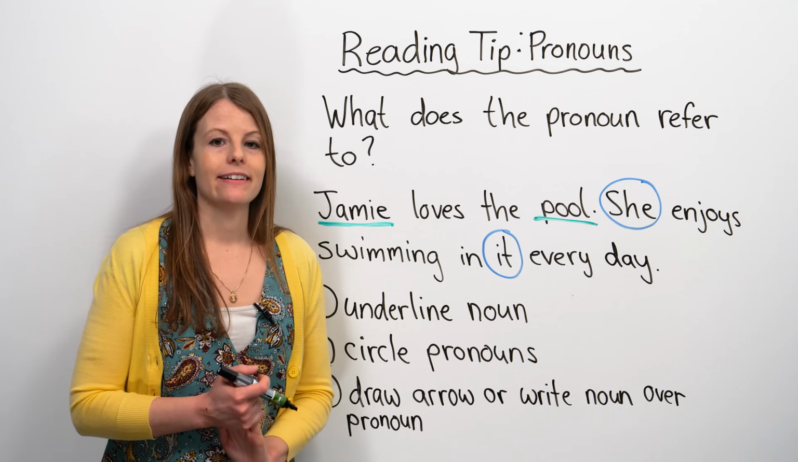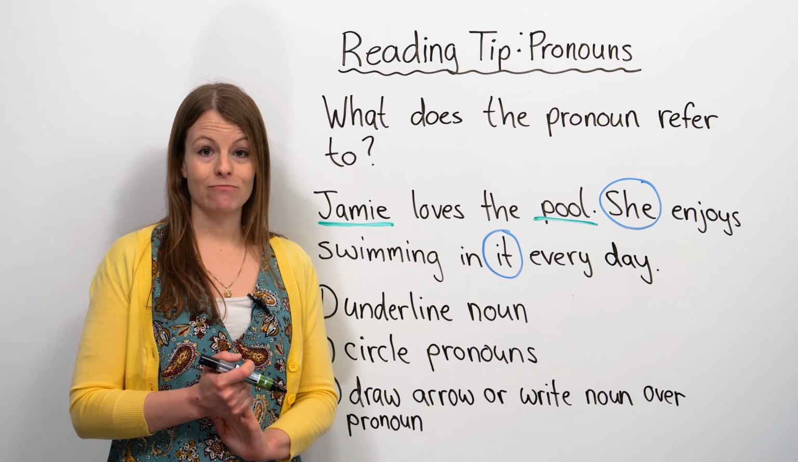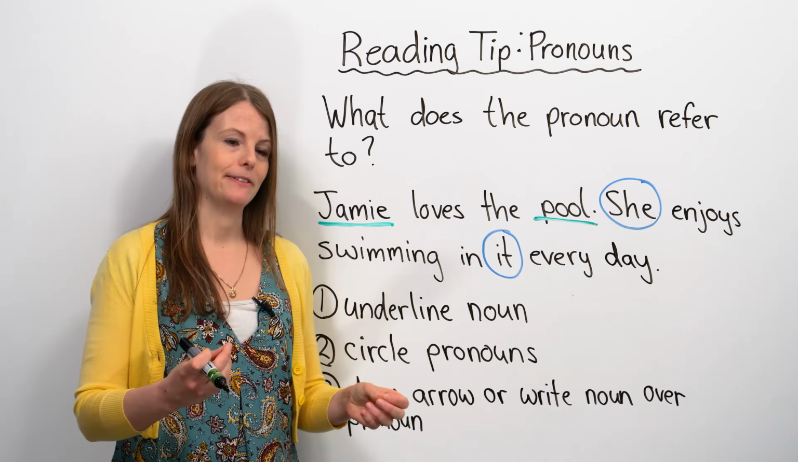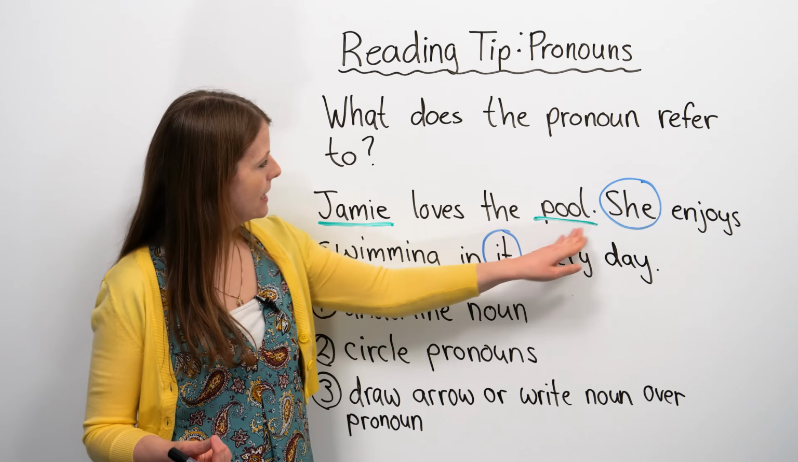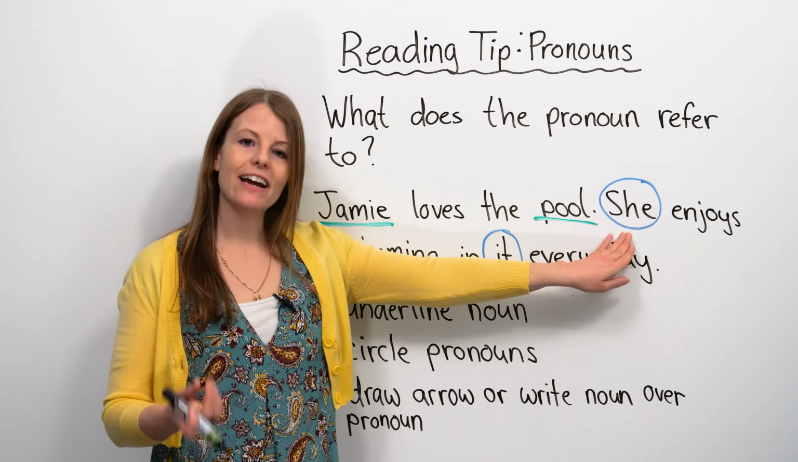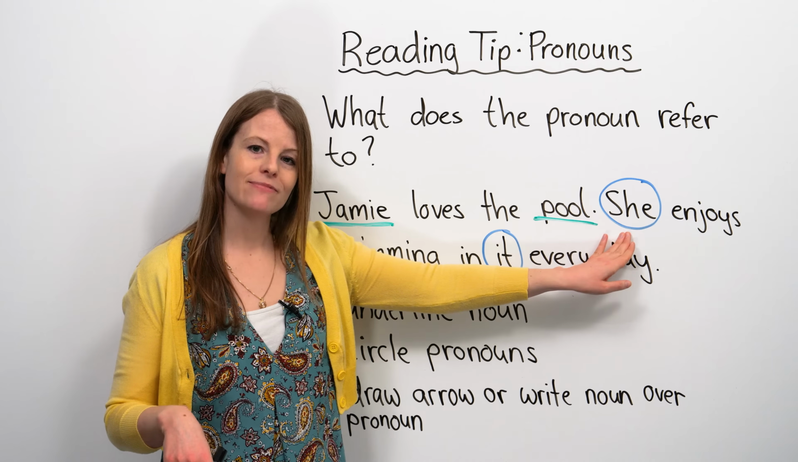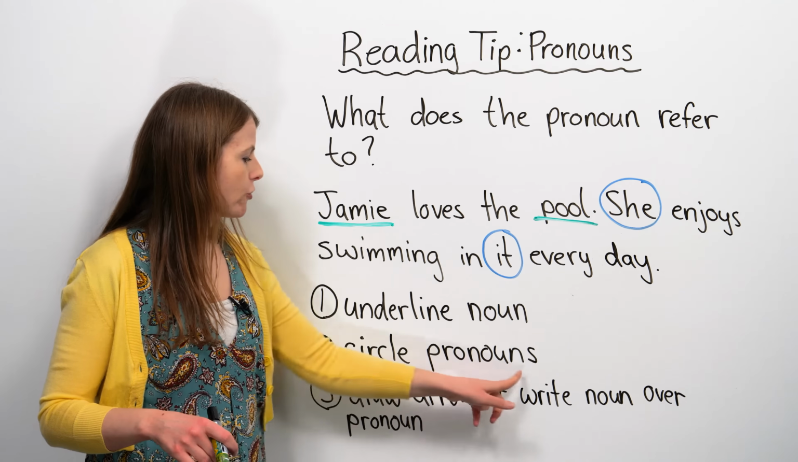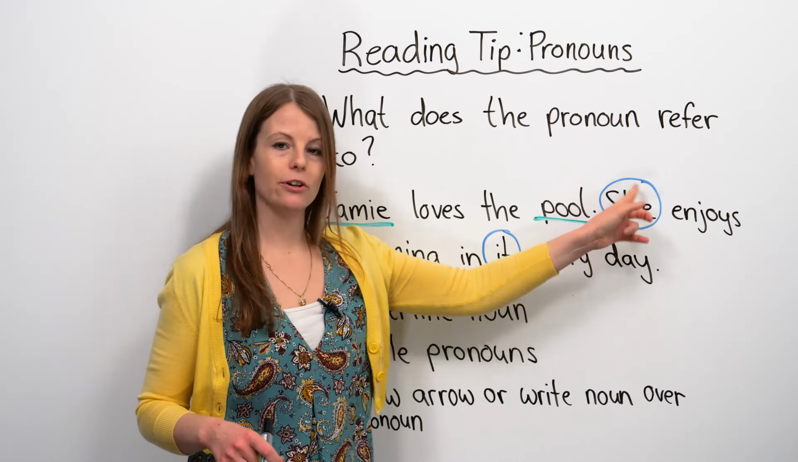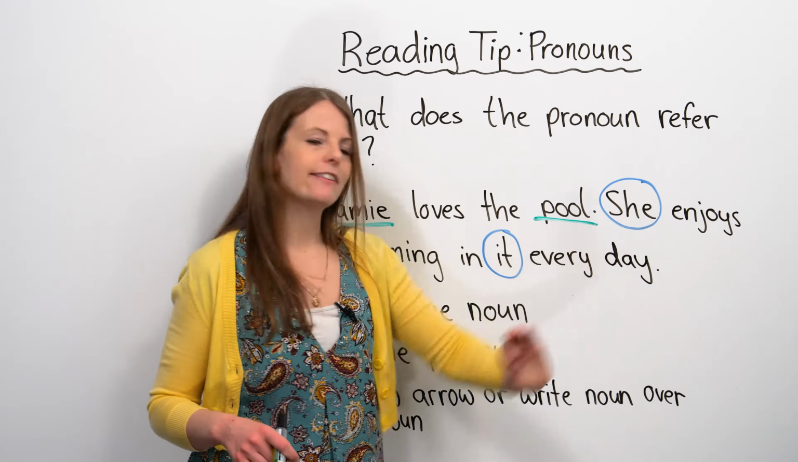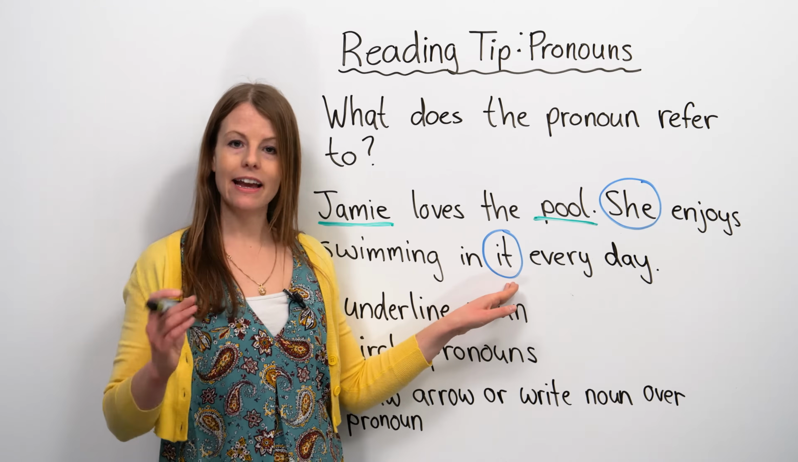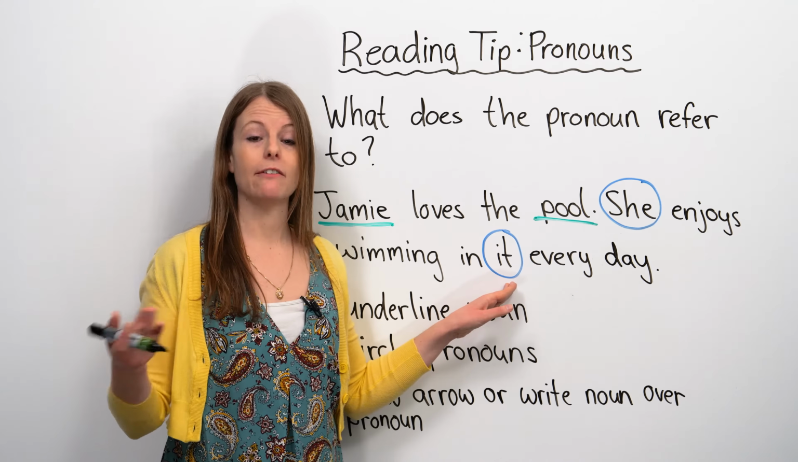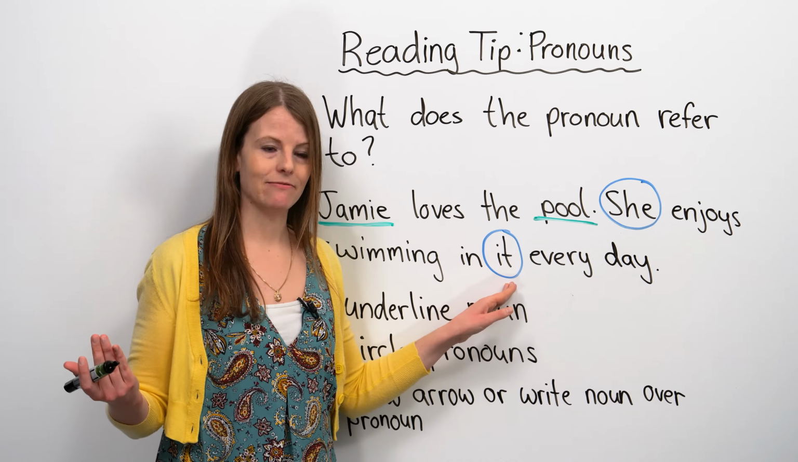After I do that, I now look for the pronouns, or the words that replace the nouns. So Jamie loves the pool. She, okay, she is a pronoun. So what I've done is I'm going to circle the pronouns. I've circled the word she. Enjoys is a verb, swimming in it. It is a pronoun as well. So I've circled the pronoun it.